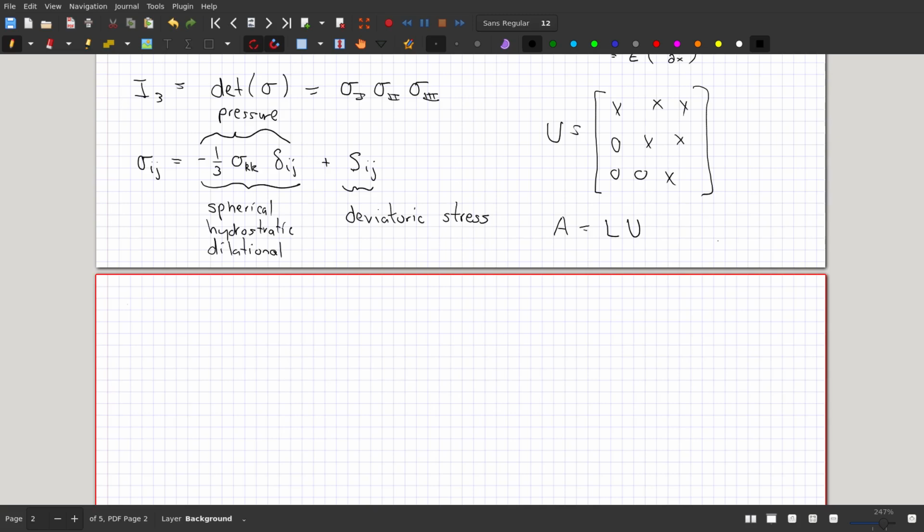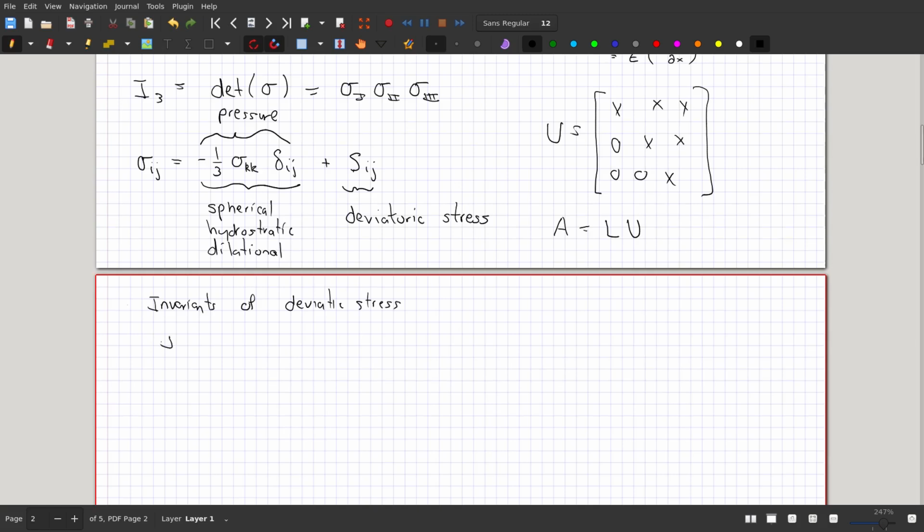Okay, so the last thing I'll say is that the deviatoric stress also has its own invariants, and we typically use J for those. So the first one is 0. The second one is S_ij, and the third one is the determinant of S.